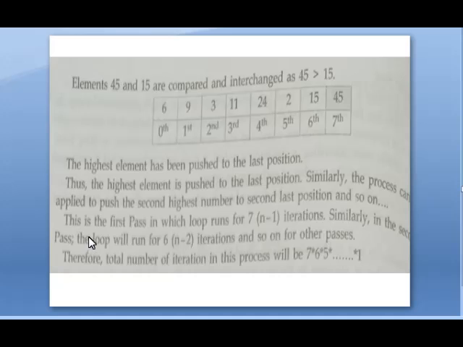This is the first pass in which the loop iterates. Similarly, in the second pass, the loop will run 6 times. So the process will be 7 into 6 into 5 into 4 into 3 into 2 into 1. So this bubble sort is a very lengthy process.